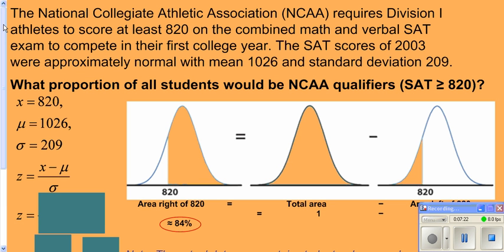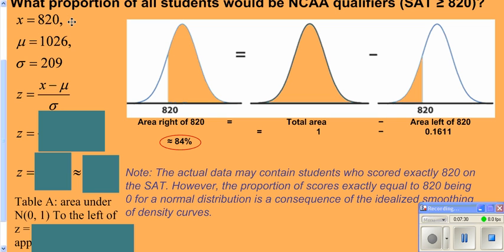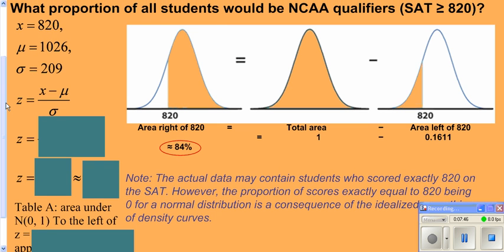So pause the video, read through this, try to work this one out. So we have a data value of 820, a mean of 1026, and a standard deviation of 209. We need to go ahead and find our z-score so that we can answer the question of what percent of students would be qualified, meaning greater than 820. Because if it's less than 820, you don't qualify. So you have to be at 820 or above.